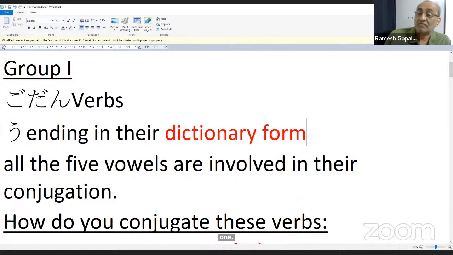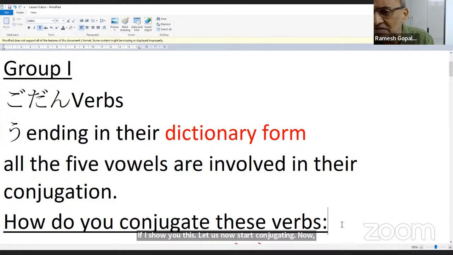Now I am not asking you, have you understood? Because you will understand if I show you this. Let us now start conjugating. Now, why do you call them Godan verbs? It's like this. What is this form I was speaking about? Ending in U?